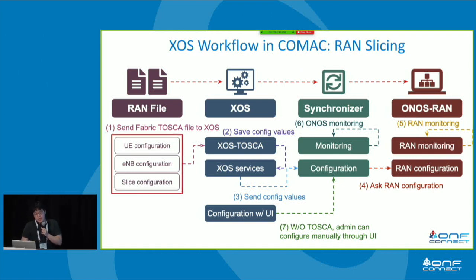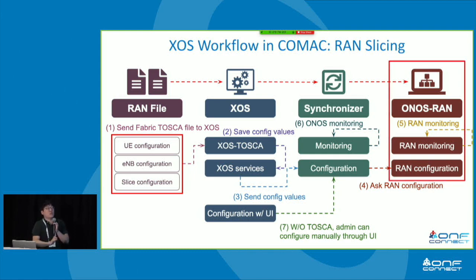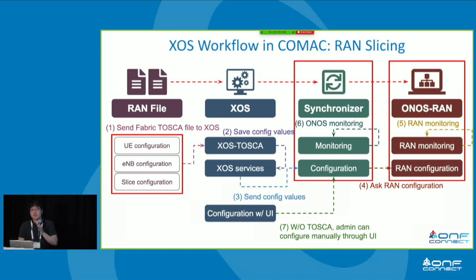And then the slicing workflow is similar, but only three parts are changing. First one is this Tosca file. We should use a new Tosca file, so it has new input configuration, and we will use a different ONOS controller. That is the only difference.